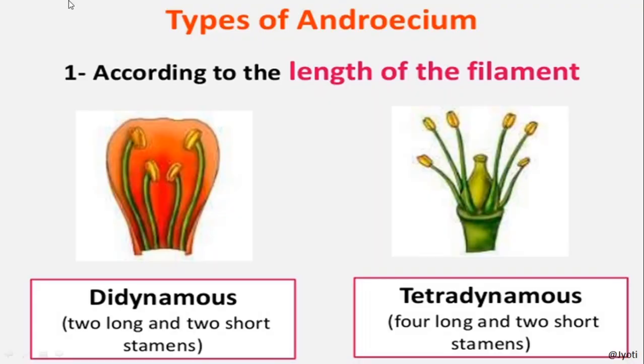Okay, so here you can see the picture. This is didynamous condition. In this flower you can see the stamens, 4 stamens are present. Out of 4, 2 are short and 2 are long. Then here in tetradynamous condition you can see 6 stamens are there, out of which 2 outermost are short and 4 innermost are long. Such condition is called tetradynamous.